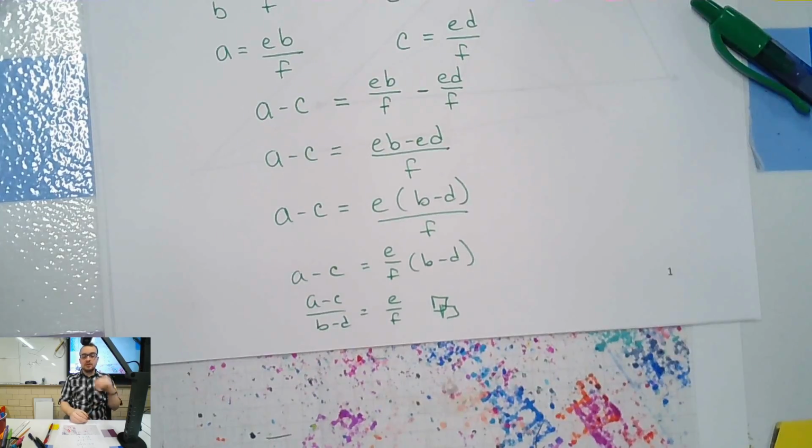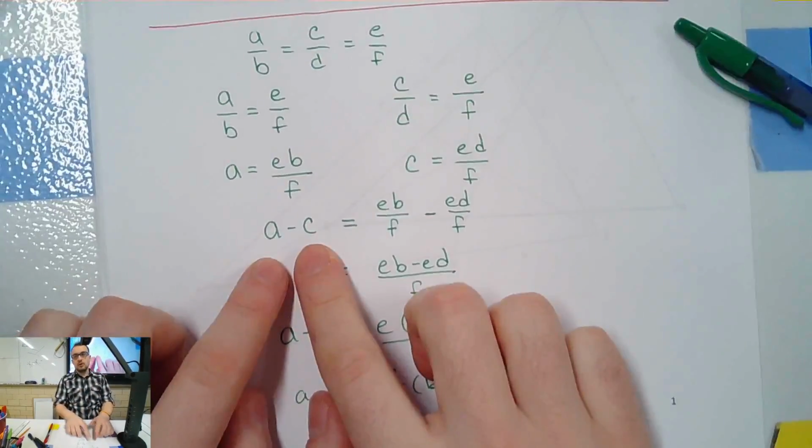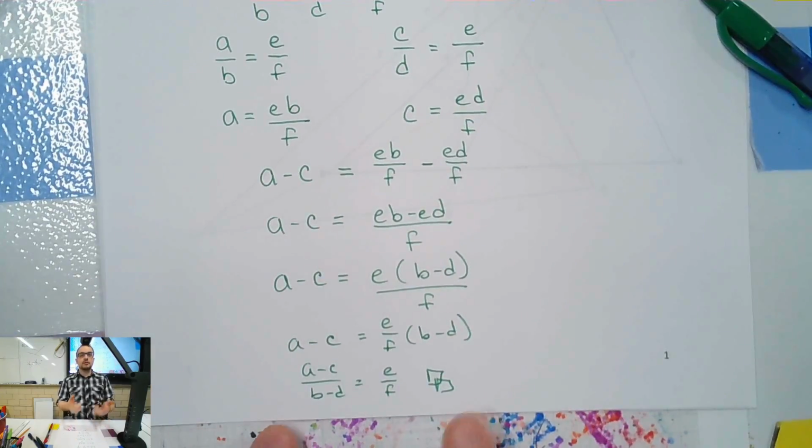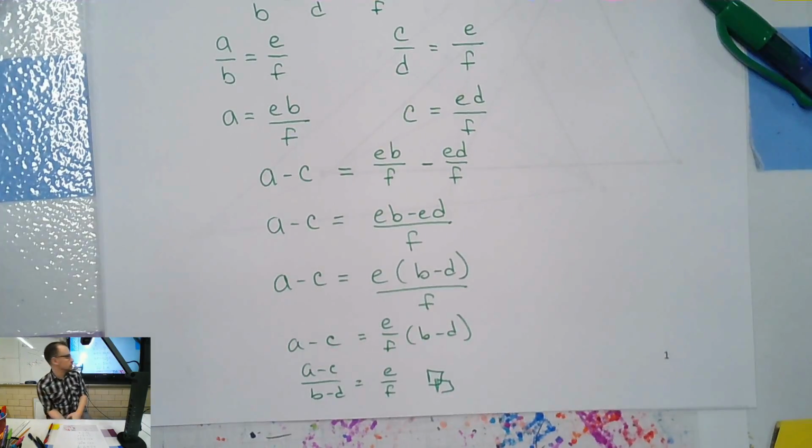So I got A on its own and C on its own. And then I said, well, if I know what they equal, I can subtract them, and then I move stuff around. That's it. It's true for any set of numbers as long as the fractions are equivalent to start with. You can do that, okay?